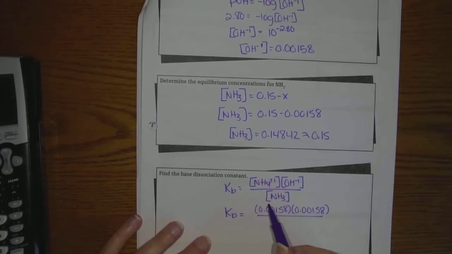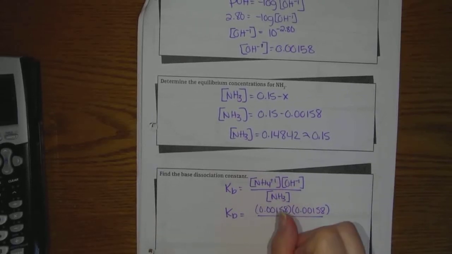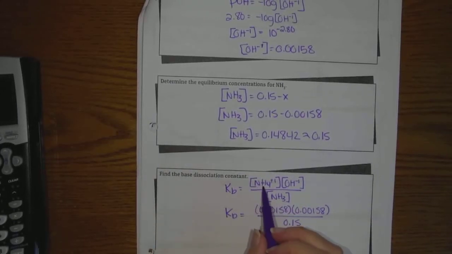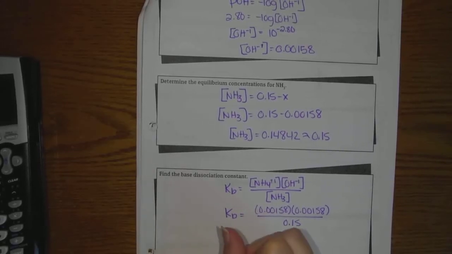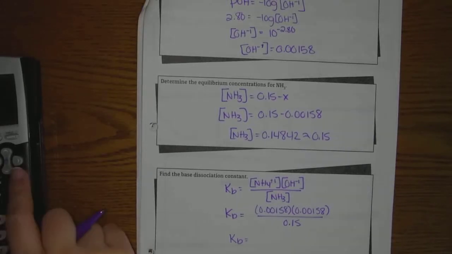So we put in our concentrations for our ammonium and for our hydroxide, and then we're going to put that over our ammonia concentration. So going ahead and putting that in there, and we're going to put that into our calculator.